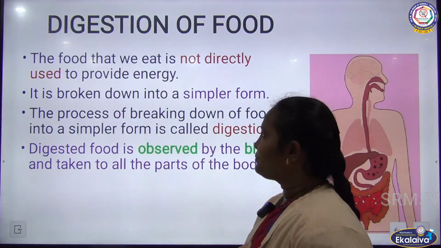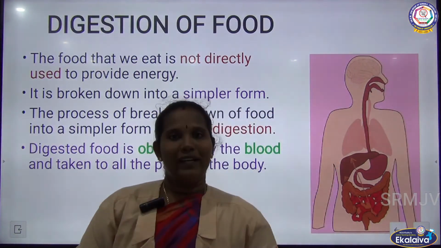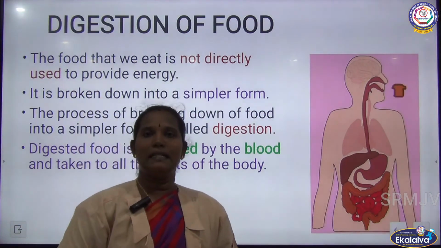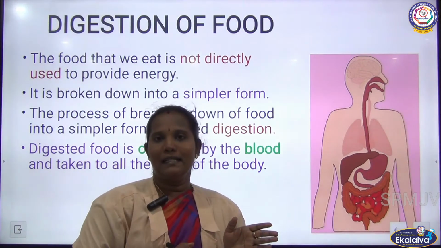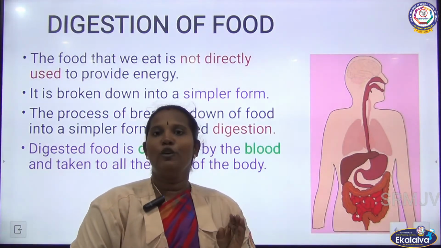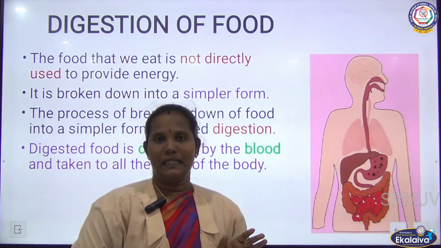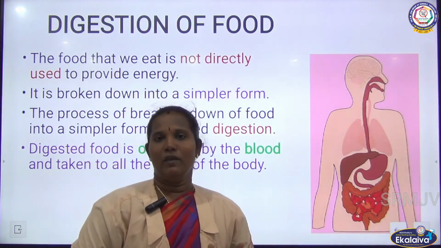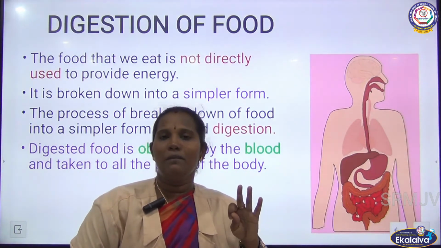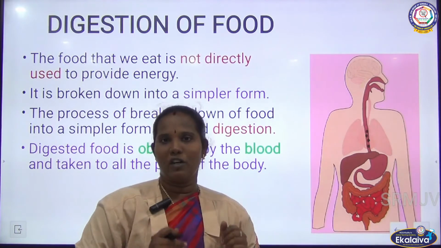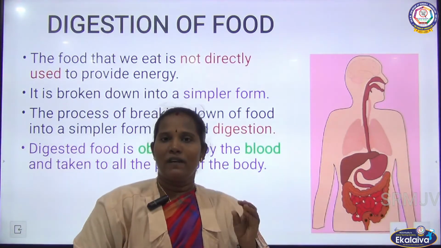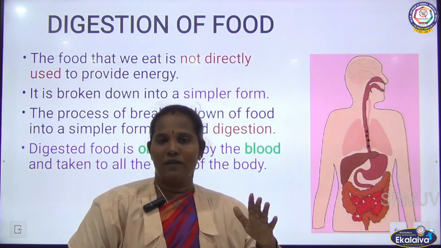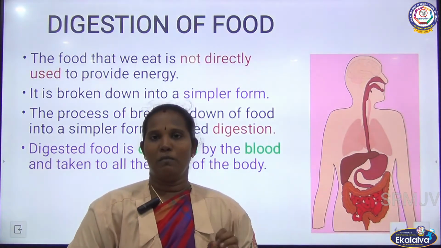Digestion of food. What does digestion mean? Digestion means breaking down food, the complex particles breaking down into simpler ones. This digestion has 3 parts. What are the 3 parts? First, we put the food into our mouth, and it is broken down into simpler food.